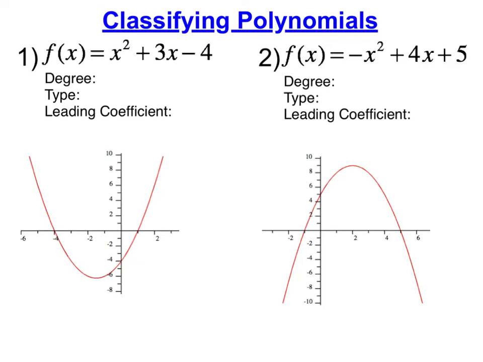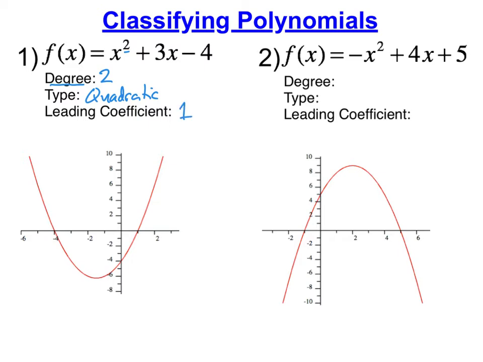Now that we have some of those basics of polynomials down, we can start classifying them and get into some of our end behavior. All right, so if I look at these problems, well, the degree, what's the highest exponent? Remember, degree means highest exponent is 2, so degree is 2. That type is quadratic, is degree 2. And the leading coefficient would be positive 1.